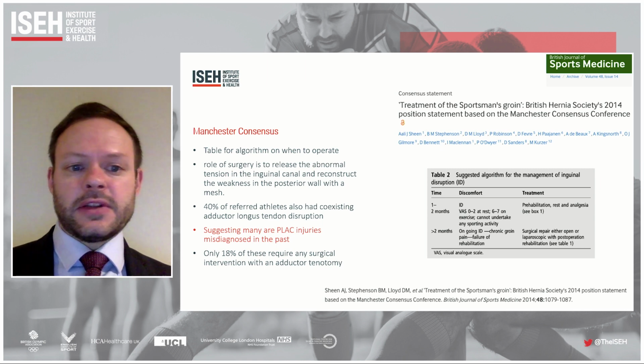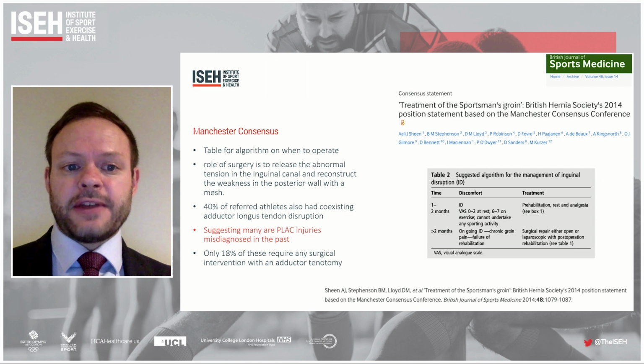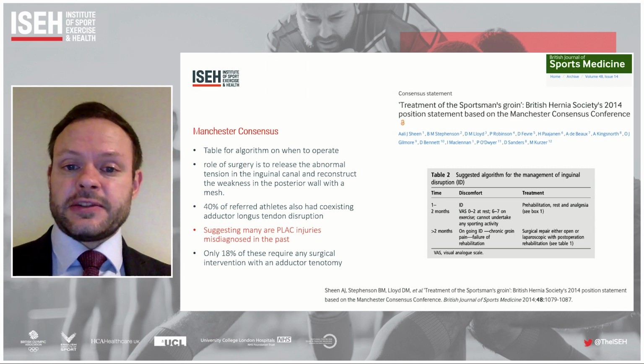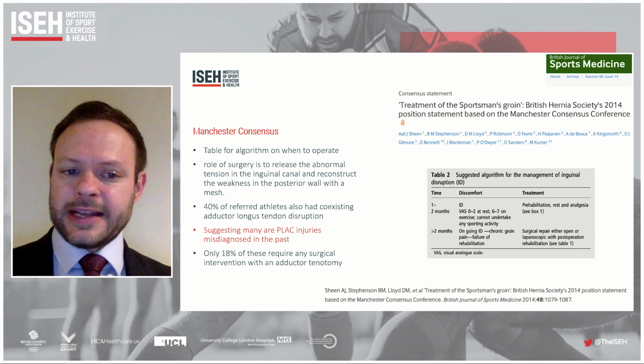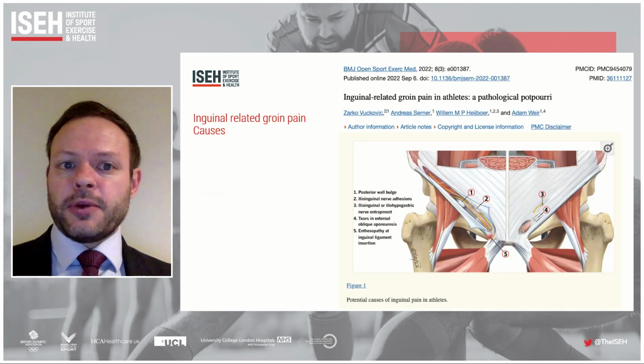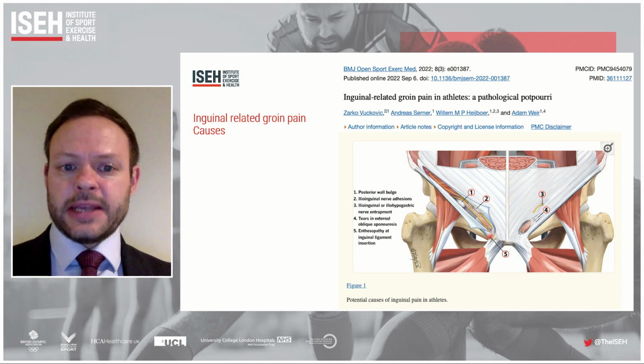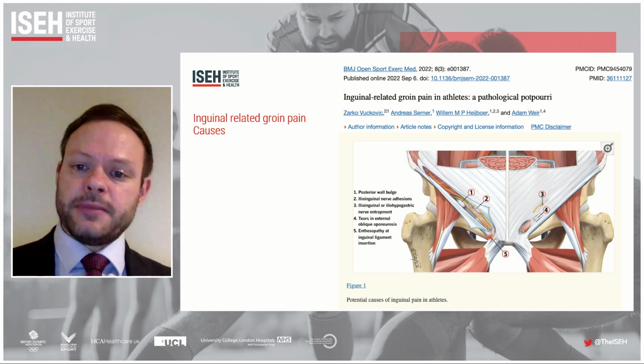The main thing is that 40% of athletes with this type of problem had coexisting adductor longus tendon disruption, and that would suggest many of these are plaque type injuries that were just misdiagnosed in the past, as we did not know the exact anatomy. This article is very good at highlighting the different types of problem within the inguinal canal and the nerve adhesions that you may see.